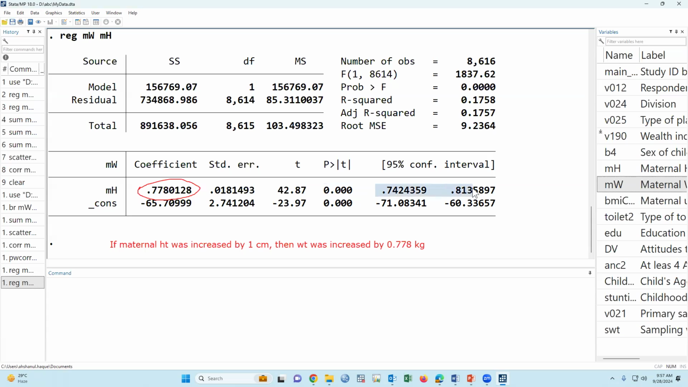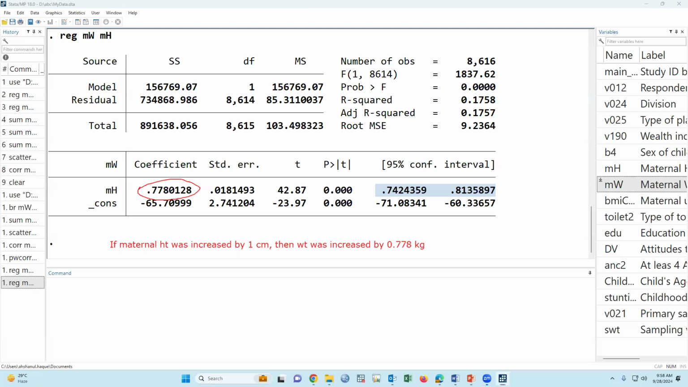Confidence interval, that means the strength of association. Since the interval doesn't contain 0, then we can say that it is also significant. And if the confidence interval is very small, then the association will be strong. This is the interpretation. So we can use another variable.